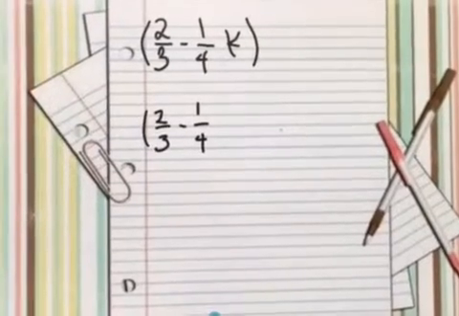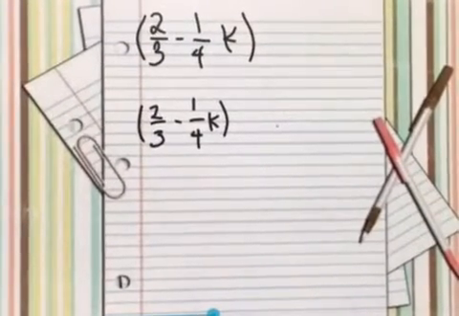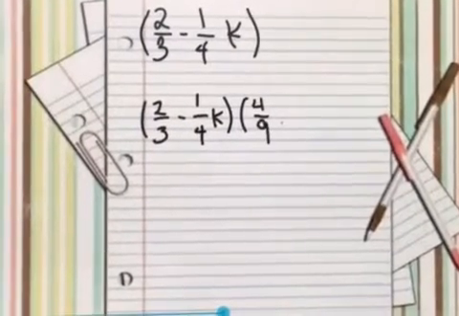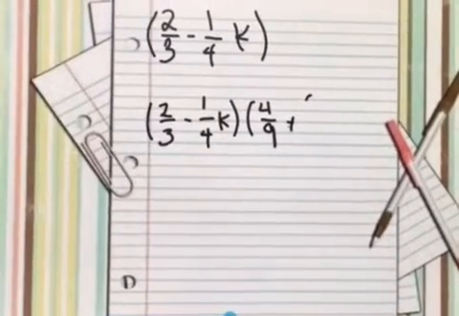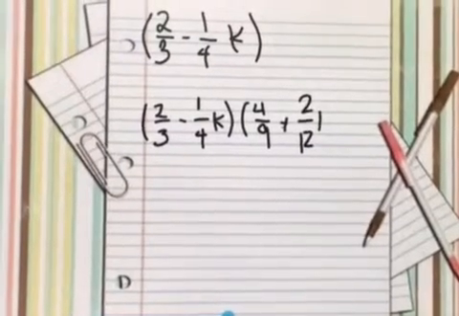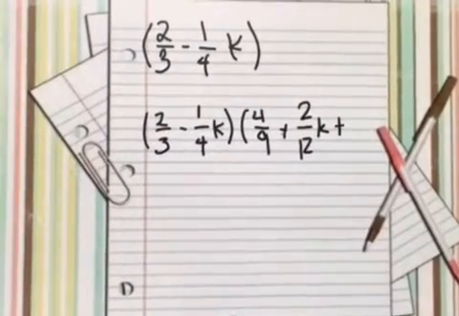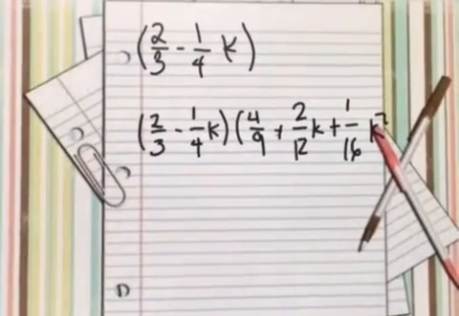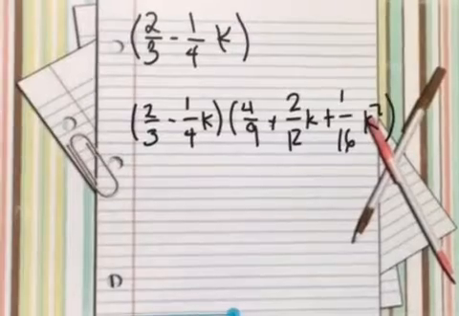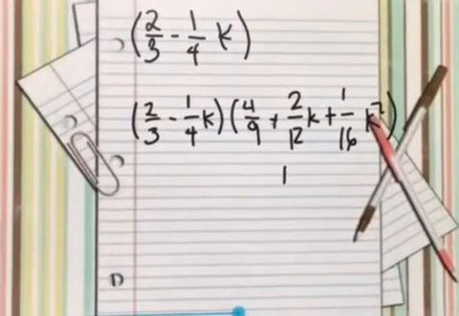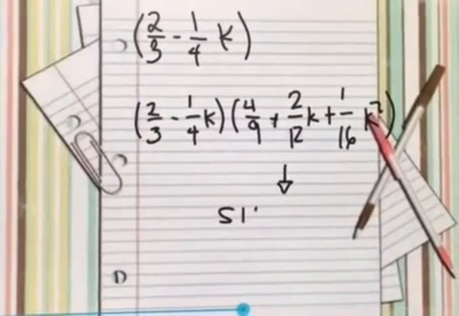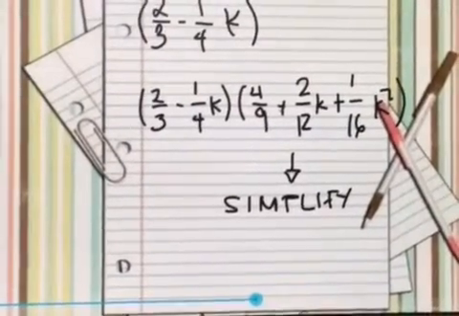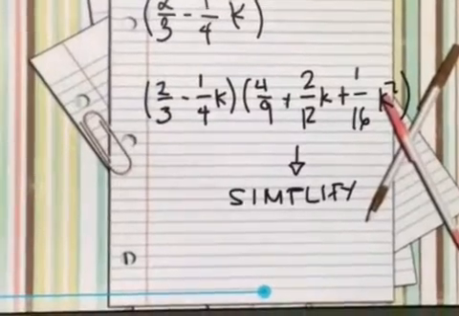So how are you going to solve for the trinomial factor? First step is square the first term of the binomial factor. You're then left with 4 over 9. Second step, solve for opposite the product of the first and second terms of the binomial factor. You're then left with positive 2 over 12k. Third step, solve for the square of the second term of the binomial factor. You are then left with positive 1 over 16k raised to the second power. And as you can see, 2 over 12k can still be simplified.